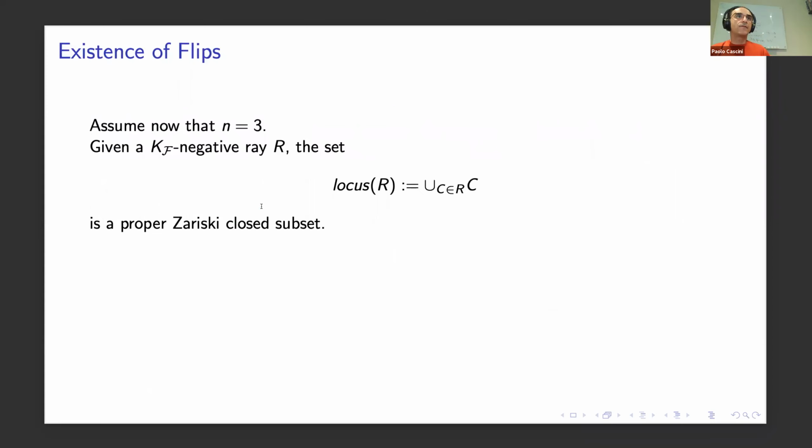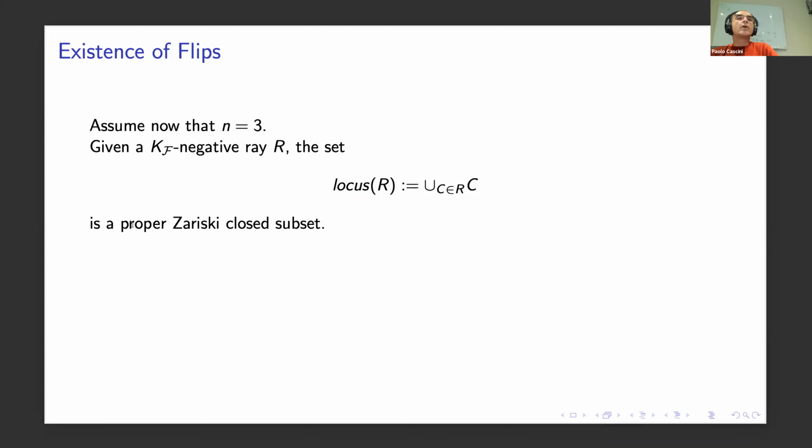Okay, so for now, at least for the end of this lecture, we're going to work in dimension 3. We consider 3-folds. So what is the minimal model program? We take an extremal ray R of the cone, which is K_F-negative, in other words, spanned by the classes which are negative with respect to K_F. And we define the locus of R as the union of all the curves inside R, or I mean, curves which are numerically equivalent to a given cycle.